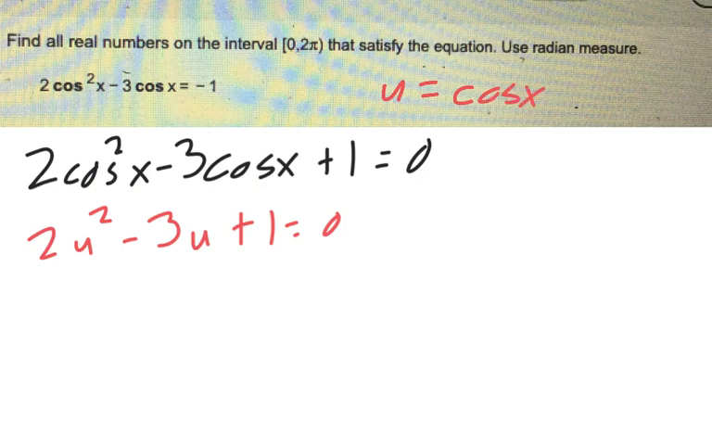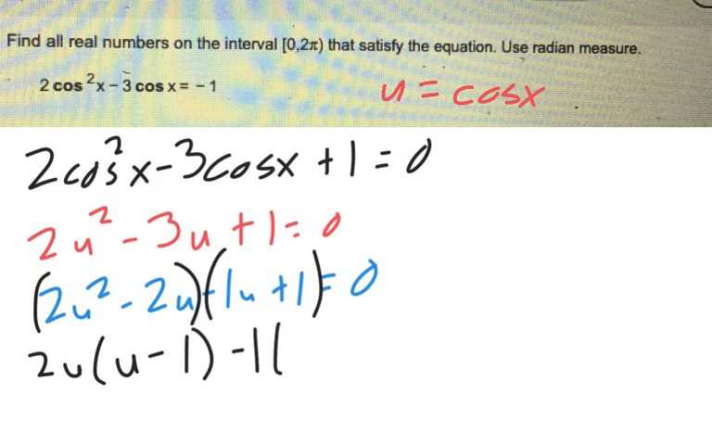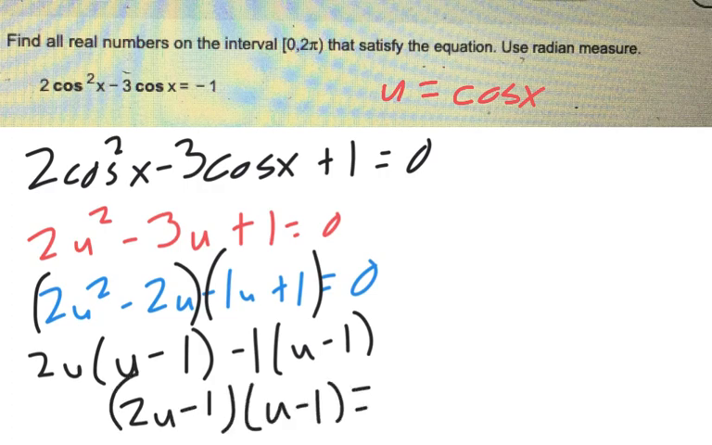So this would factor to be a times c. That would be 2u squared minus 2u minus 1u plus 1 equals 0. I'm going to factor by grouping. GCF is 2u. That leaves me with u minus 1. GCF here was negative 1. That's u minus 1. So this factors to be 2u minus 1 times u minus 1 equals 0.